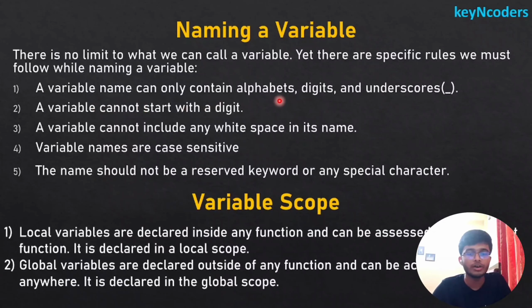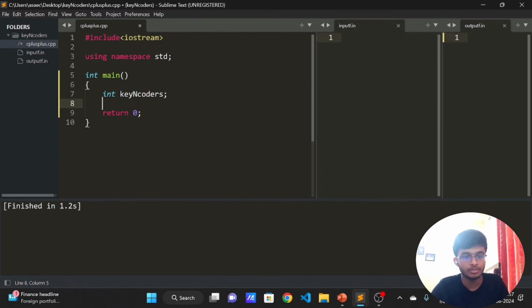So it should only contain alphabets, digits, and underscores. The second point is, a variable cannot start with a digit. As I have already said, Sublime gave us an error. It should not contain any white space in its name. That is also a very correct point. There should not be any white space in its name. Variable names are case sensitive. This is also a very nice point.